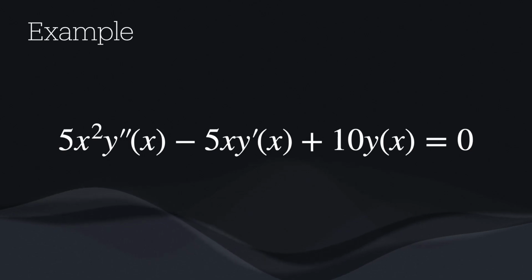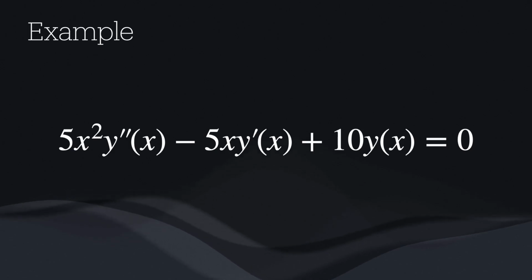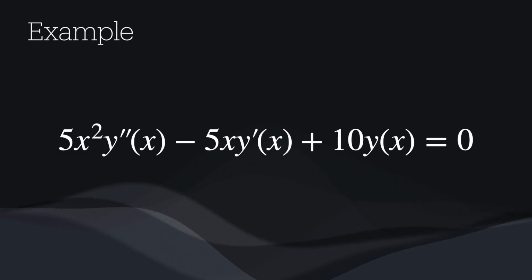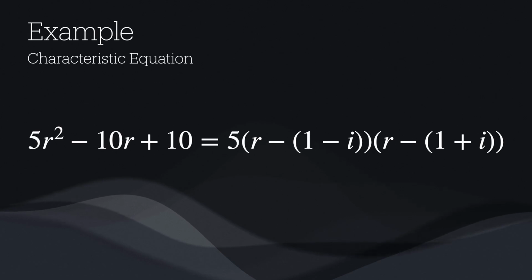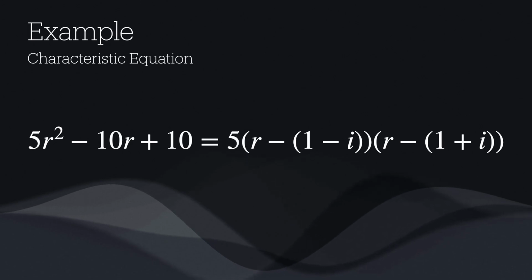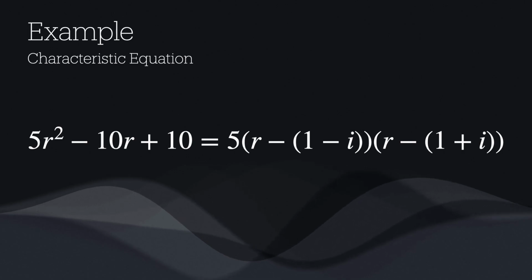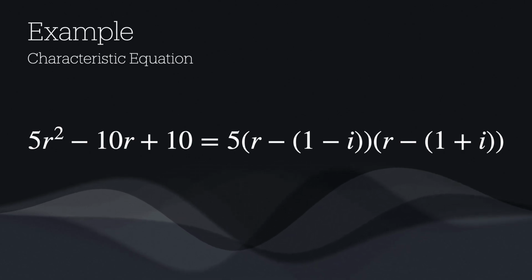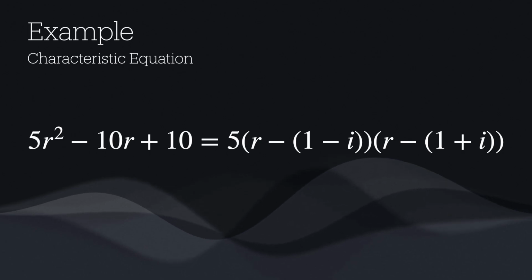Now let's go ahead and cover another example. Here we have 5x squared y double prime of x minus 5x y prime of x plus 10 y of x equals 0. Here's the characteristic equation for the Cauchy Euler equation. 5r squared minus 10r plus 10, which can be factored into 5 times (r minus 1 minus i) times (r minus 1 plus i). As you can see, 1 minus i and 1 plus i are the roots of the characteristic equation.